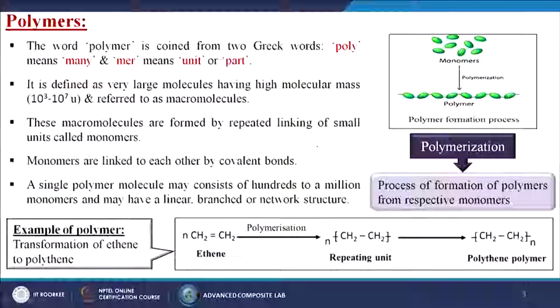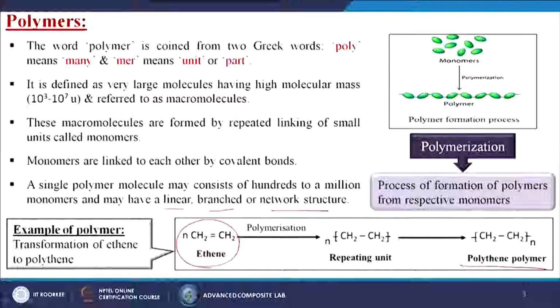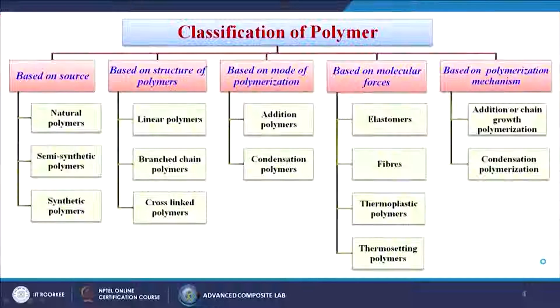A single polymer molecule may consist of hundreds to a million monomers and may have a linear, branched or network structure. An example of polymers is the transformation of ethene to polyethylene. So, ethene here is a single monomer, then we do the polymerization, that means the same monomers attach all together, and then they make the polyethylene polymer.